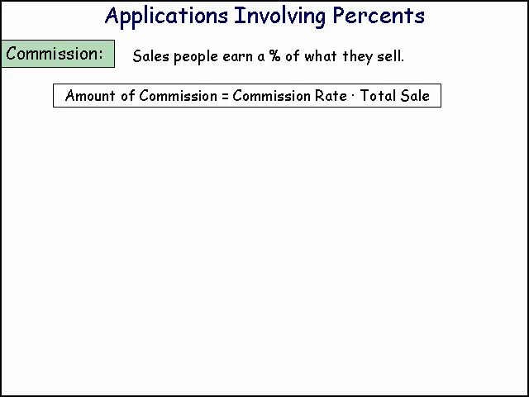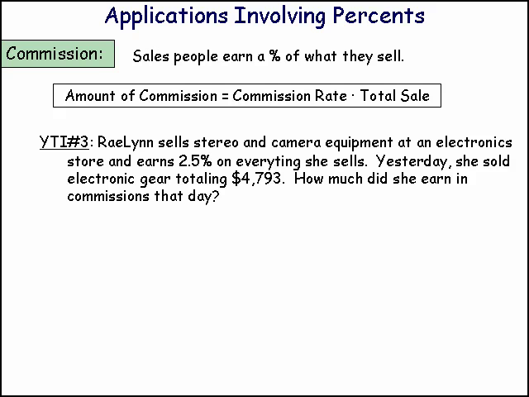All right, so here's the way you calculate commission. The amount of commission is equal to the commission rate multiplied by the total sale. And you don't have to add anything together like we did the last time, where we had to take the cost of the item plus the sales tax amount. We don't have to do this. The amount of commission is what that person's earning, in dollars.